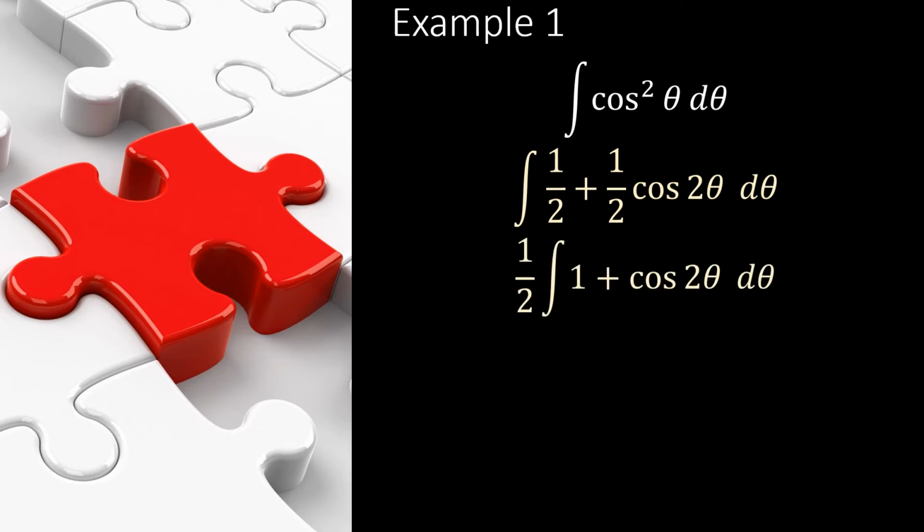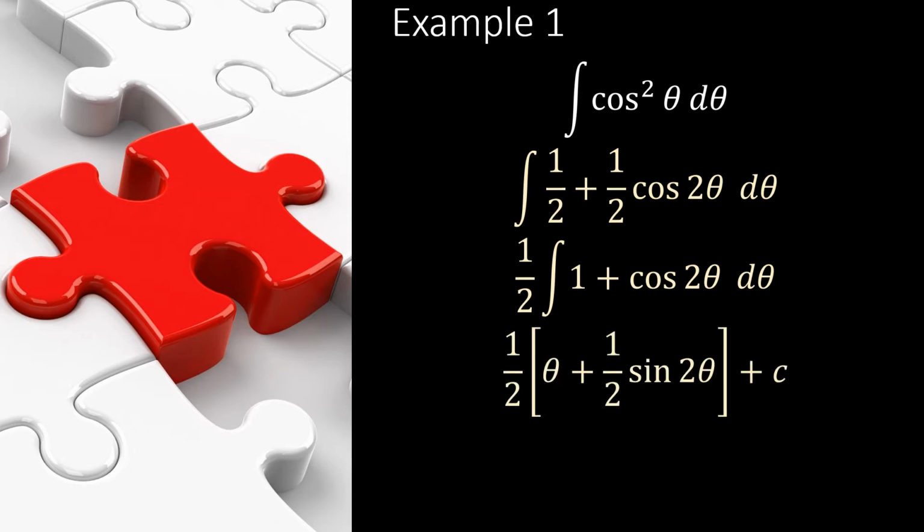All right, so example 1, we want to integrate the integral of cosine squared theta d theta. The first thing I'm going to do is change this over using my identity. So I'm going to change it to 1/2 plus 1/2 cosine 2 theta d theta. And then I'm going to pull the 1/2 out just to make my integration a little bit easier. All right, so now that I have the 1/2 pulled out, basically what I'm going to do is integrate each part. So the integral of 1 is theta, and the integral of cosine 2 theta is 1/2 sine 2 theta. And then, of course, because we integrated, we like to add that plus c to the end.